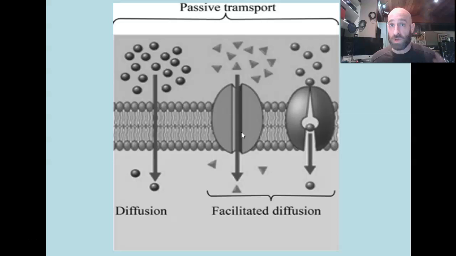So what's the difference between normal diffusion, simple diffusion, and facilitated diffusion? The difference is that facilitated diffusion needs a little help, and that's what facilitate means, right? If I say to facilitate something, it means to help it along. So facilitated diffusion uses a protein, but it still doesn't need any energy. It's still passive. Thank you very much.